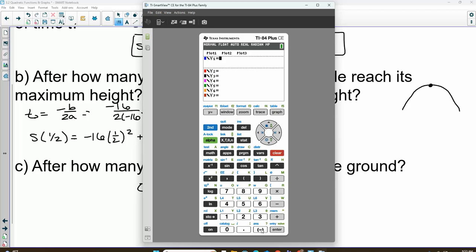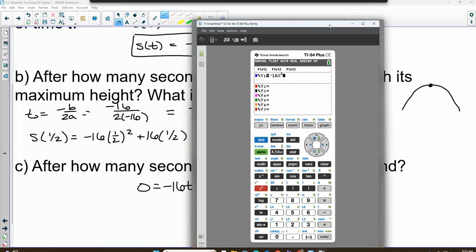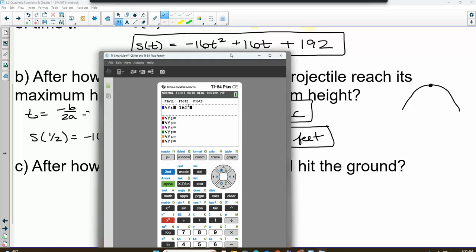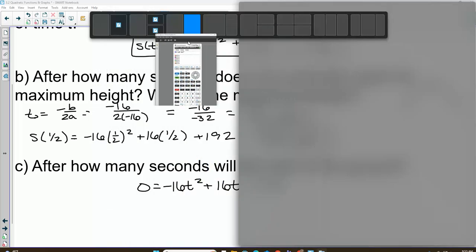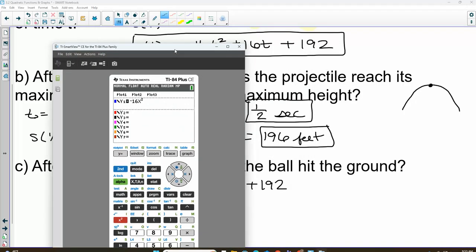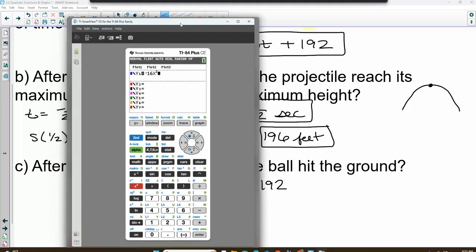We're going to go to the y equals, and we're going to type in the original equation. So negative 16, you can't use t, you have to use x on these, so negative 16x squared. I went to y equals, and make sure if there's anything there, you clear it out. So we get negative 16t squared, so x squared, plus 16x plus 192.